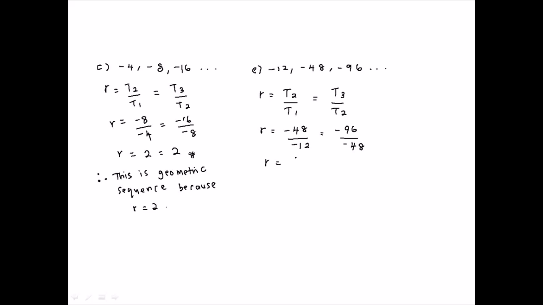Negative 48 divided by negative 12 is 4. Negative 96 divided by negative 48 is 2. So we do not get a common ratio, because T2 over T1 is 4 and T3 over T2 is 2. Our conclusion for this one: this is not a geometric sequence, because they do not have a common ratio.